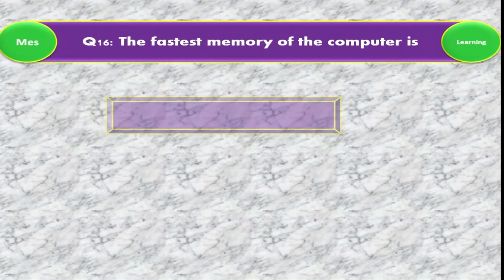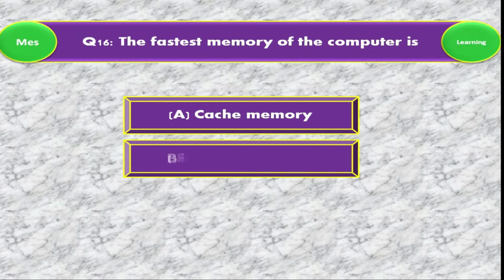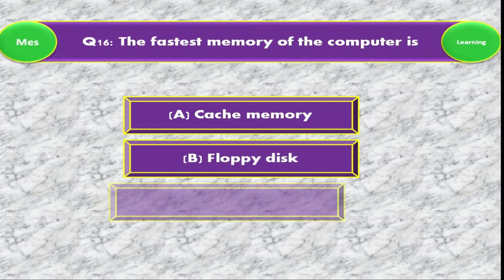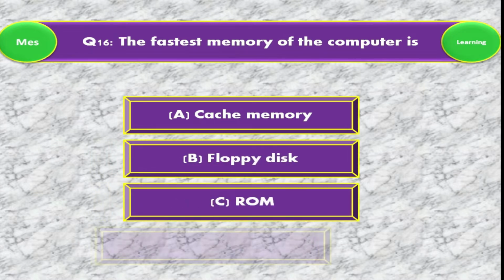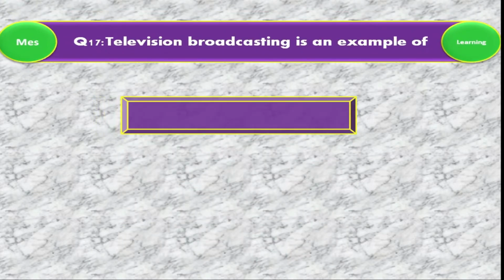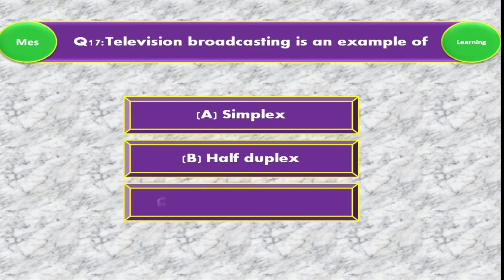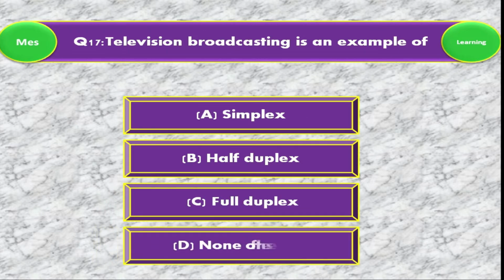Question 16. The fastest memory of computer is: cache memory, floppy disk, ROM, RAM. Right answer, cache memory. Question 17. Television broadcasting is an example of: simplex, half duplex, full duplex, none of these. Right answer, simplex.